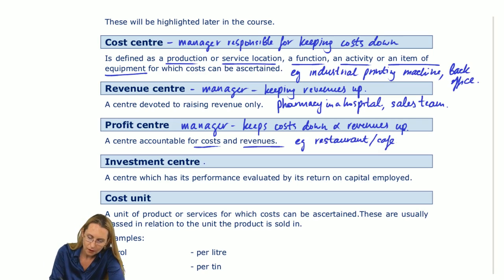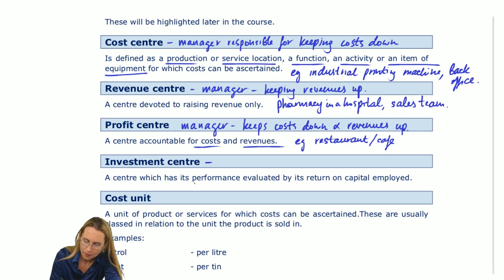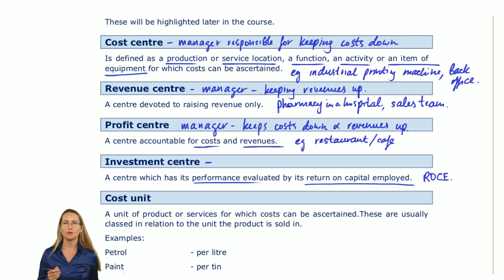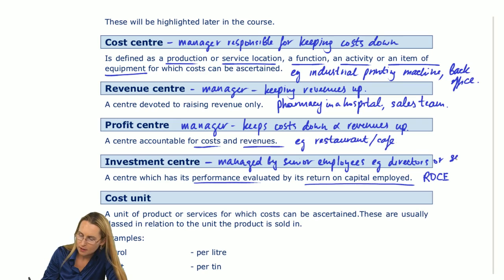Investment center. This is managed by people with a lot of experience, senior management, maybe directors. Why? Because they are going to invest funds, and we're not talking about thousands, we are talking here about maybe hundreds of thousands or millions of dollars. So these people should have sufficient experience in order to be able to invest those funds well. So it is a center which has its performance evaluated by return on capital employed, which we're going to learn about later, which is called ROCE. So investment center, managed by senior employees. Example: directors or senior management.